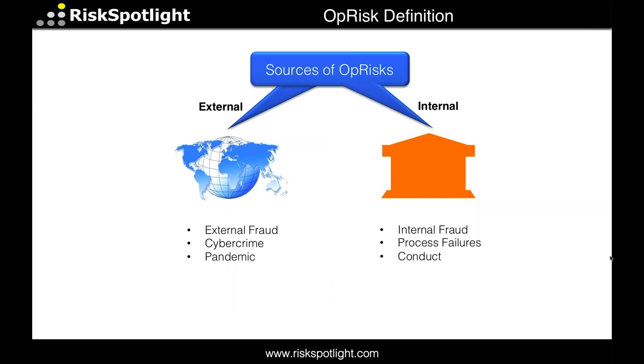So if we expand that definition, there are two sources of operational risk. The source of the operational risk could be outside the organization. Examples of that can be external fraud, where external fraudsters may steal data about your customer and then use that data to commit fraud on your customer accounts. Cybercrime could be another example.